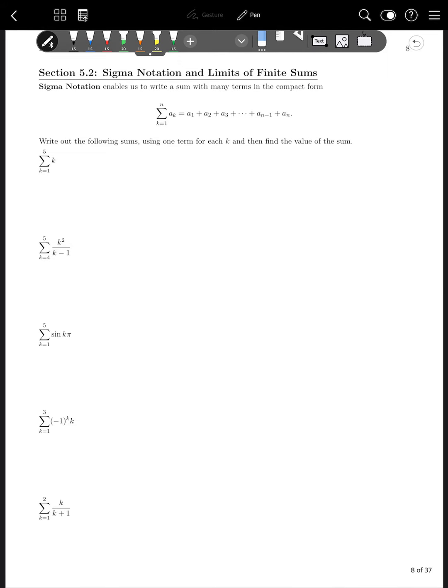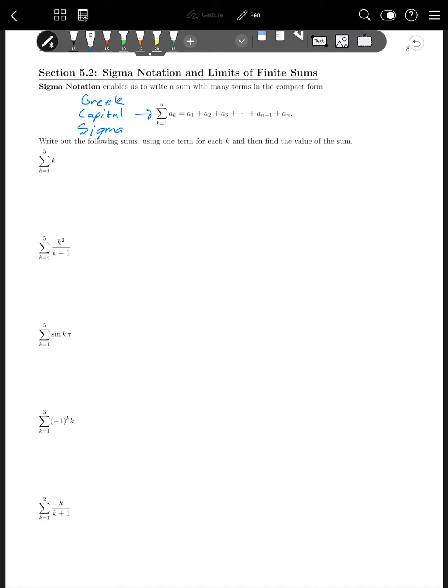In order to do that, the first thing we need is to be able to talk about summation notation, sigma notation. Sigma notation enables us to write a sum with many terms in a compact form. This big E looking thing is the Greek capital letter sigma, and in math it stands for the sum of.